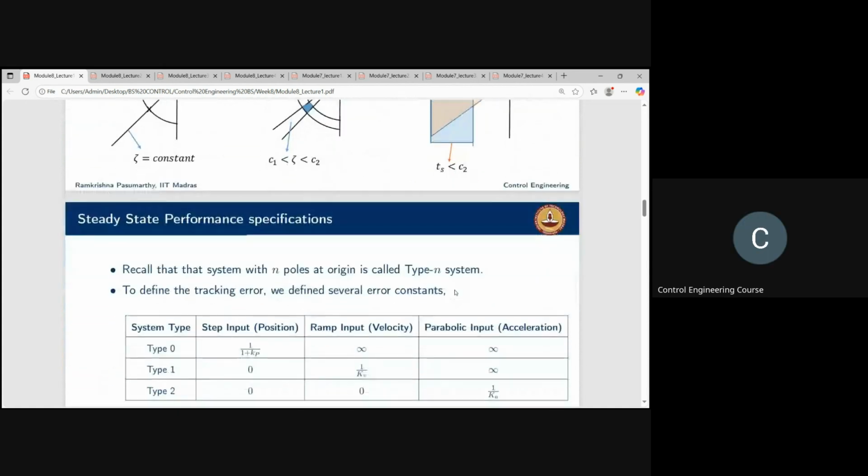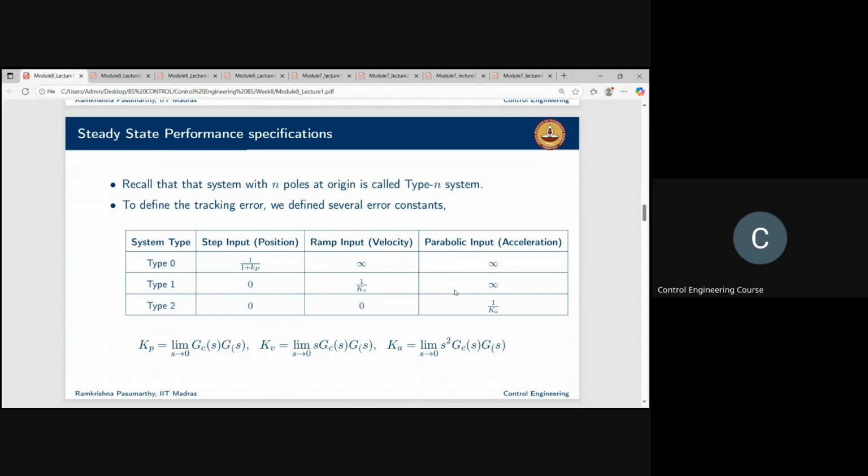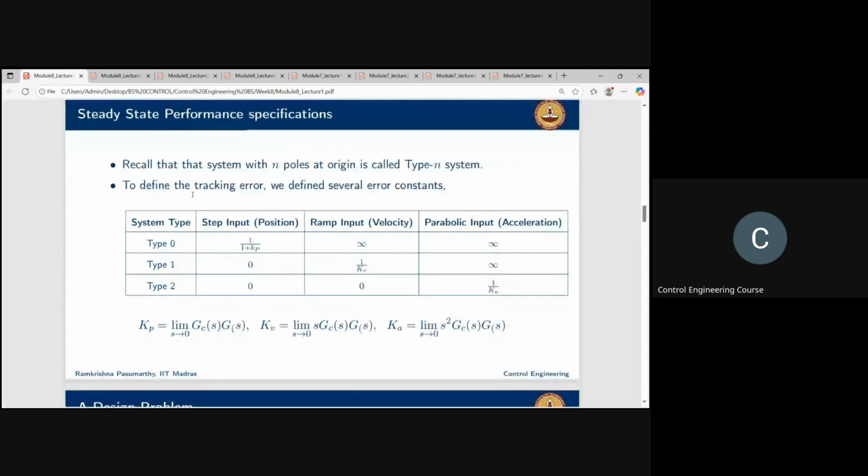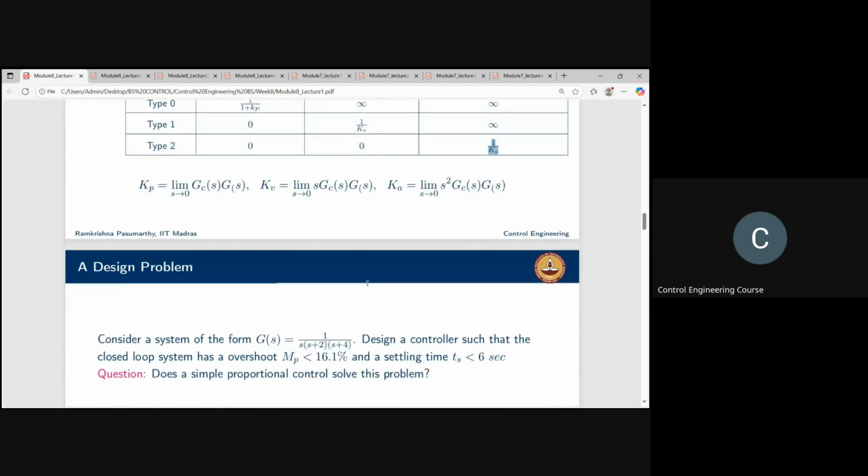Okay. Next is the steady state response specification. Keep that in mind. If it is zeroth order, the step response steady state error is 1 by 1 plus Kp. The ramp response steady state error for a type 1 system is 1 by Kv, and the parabolic error for a type 2 system is 1 by Ka. Anything above will be infinity, anything below them will be zero. Okay.